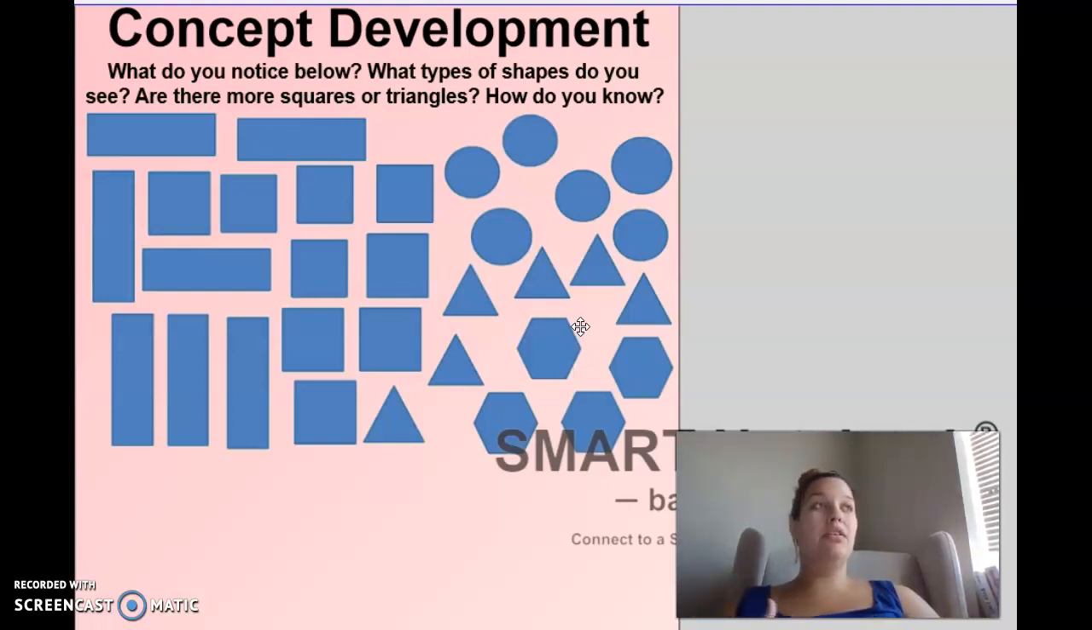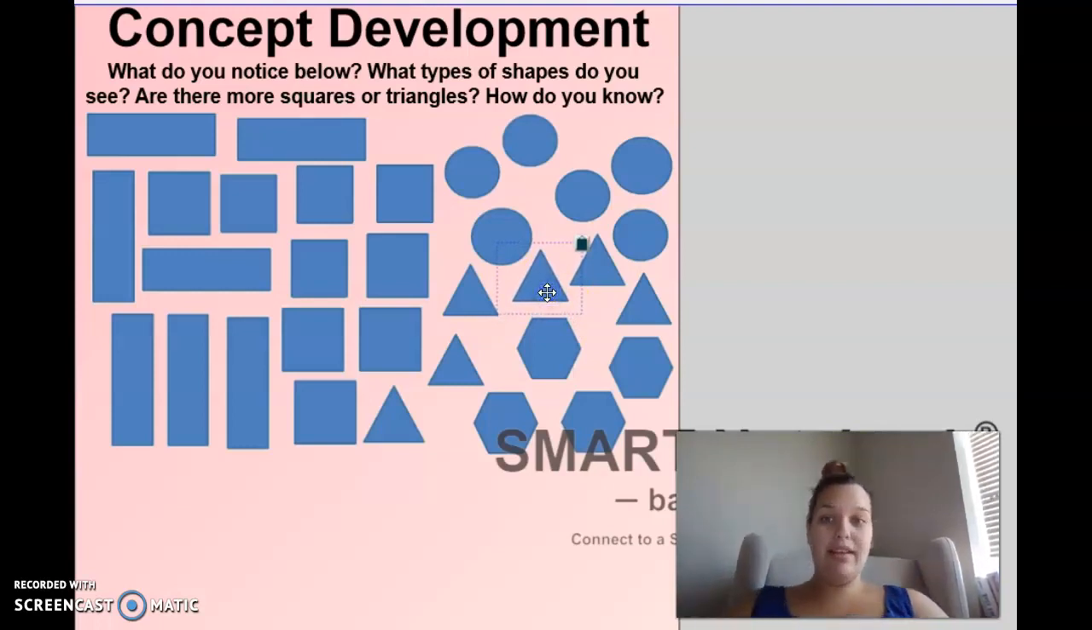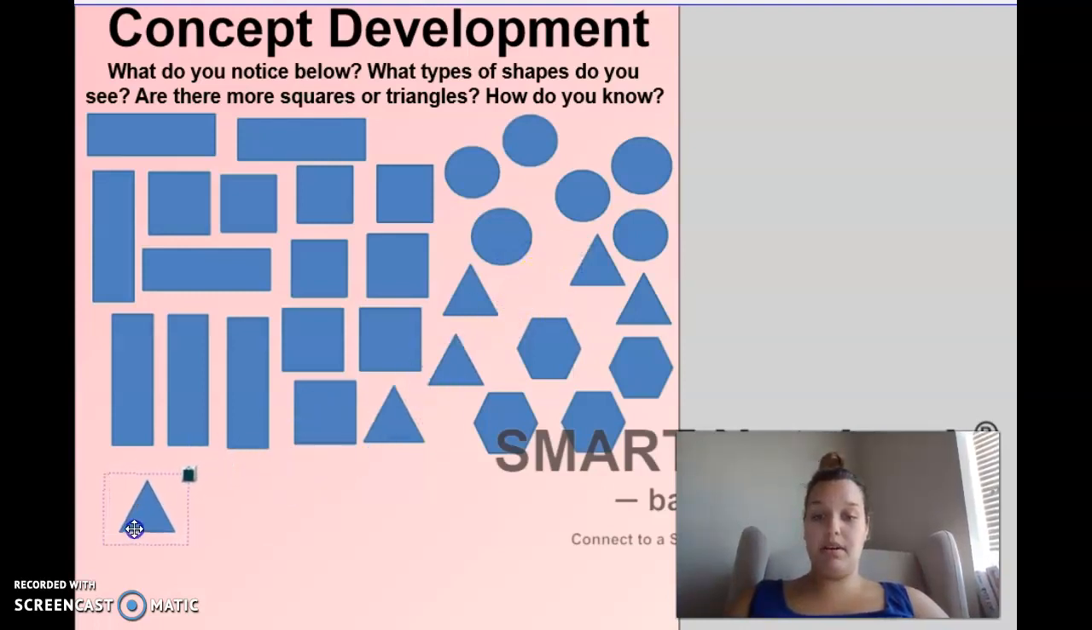I'm going to give you 2 shapes to compare. We're going to pull them down, and we're going to figure out if there's more or less of each shape. Okay? So we're going to pull the squares and triangles down. I'm going to pull all the triangles down here.